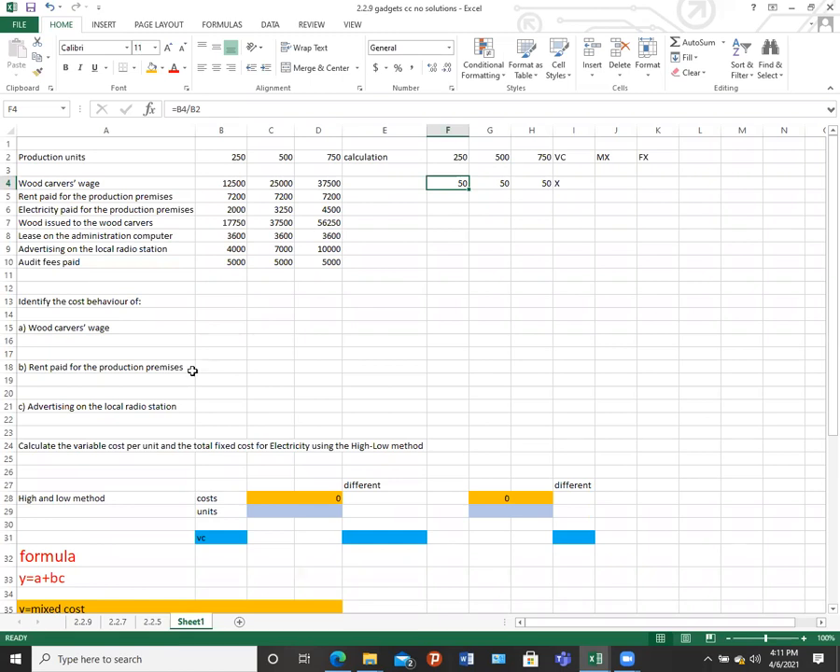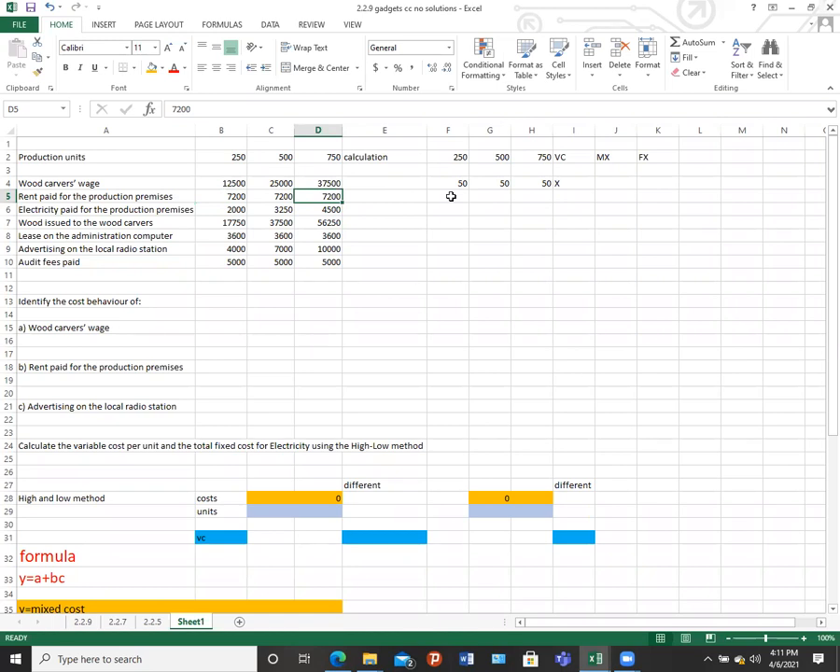Okay, let's continue, guys. Rent paid for the production premises: we don't know whether this one is a fixed cost, a variable cost, or a mixed cost. Trade payables are creditors control, so things you take on credit. And cost of sales is the money you use to buy your stock.